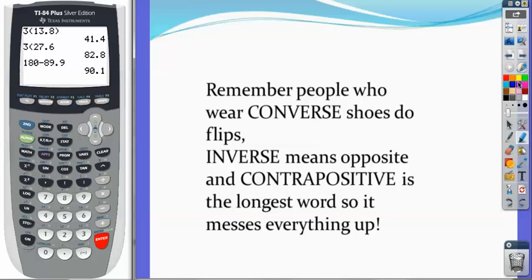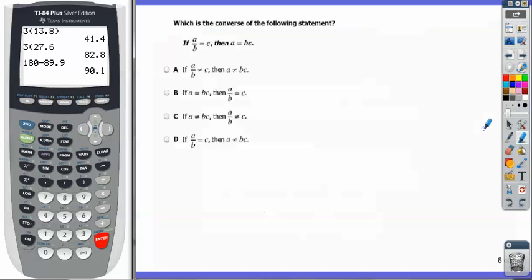Now, we've got to remember: when people wear Converse, those shoes help me move. I'm going to move things around. Inverse means the opposite, so I'm going to take the opposite, and contrapositive is the longest word, so it messes everything up. So let's see what we've got going on.